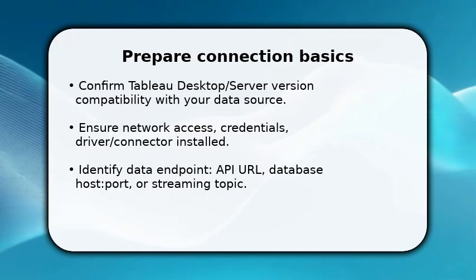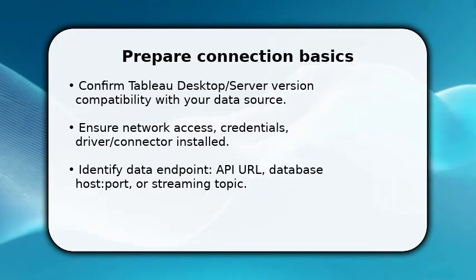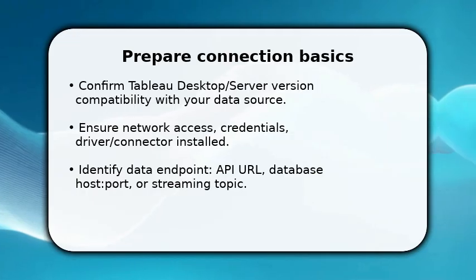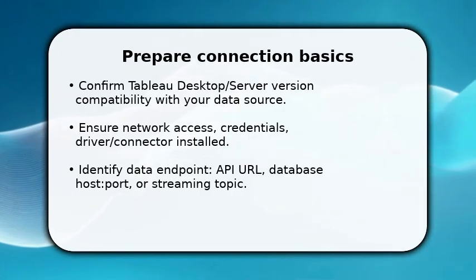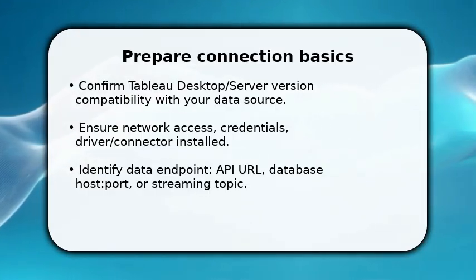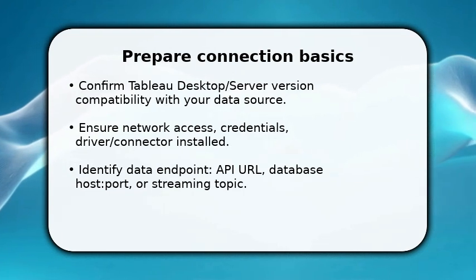You start by confirming compatibility and installing the correct connector or driver. This prevents wasted time later. Next, secure access. Get a service account or credentials with least privilege and test connectivity to the host, API endpoint, or message broker. Once done, note the exact endpoint, port, database name, and table or topic to stream. Make sure firewalls and VPN allow the route, and keep credential secrets safe. This foundation tells Tableau how and where to pull live data.